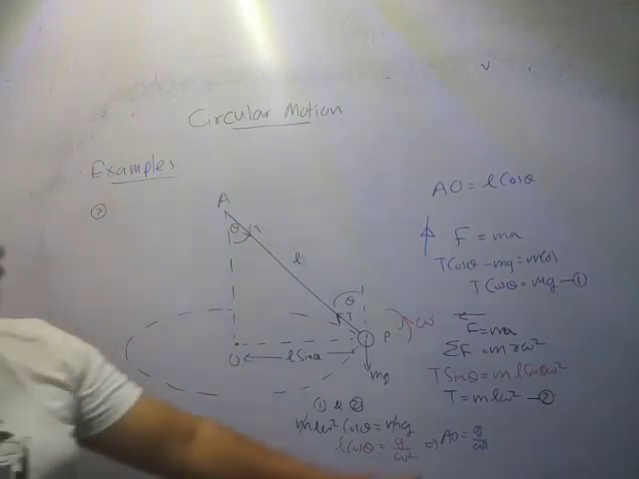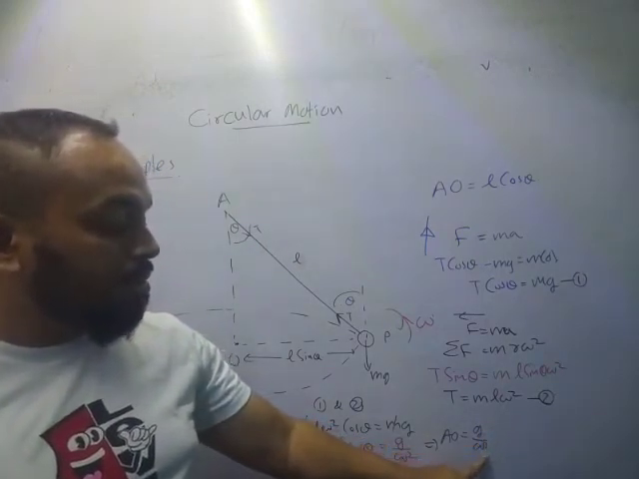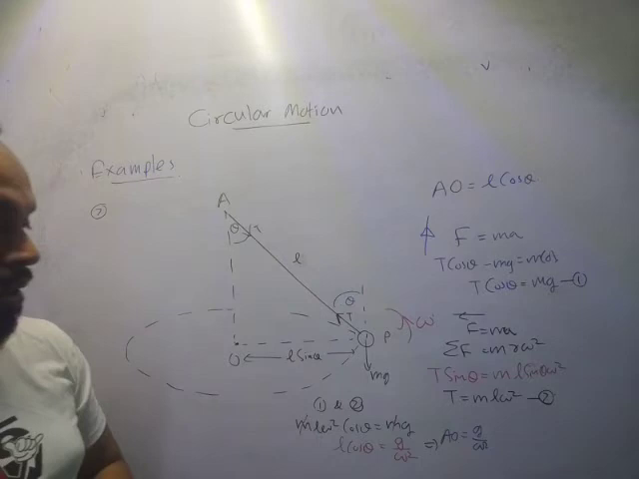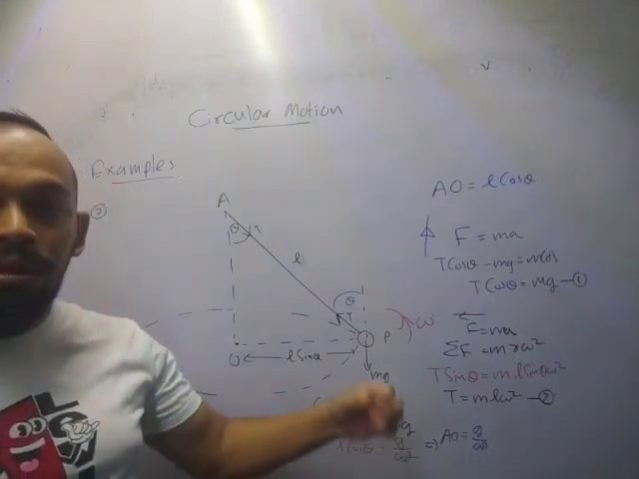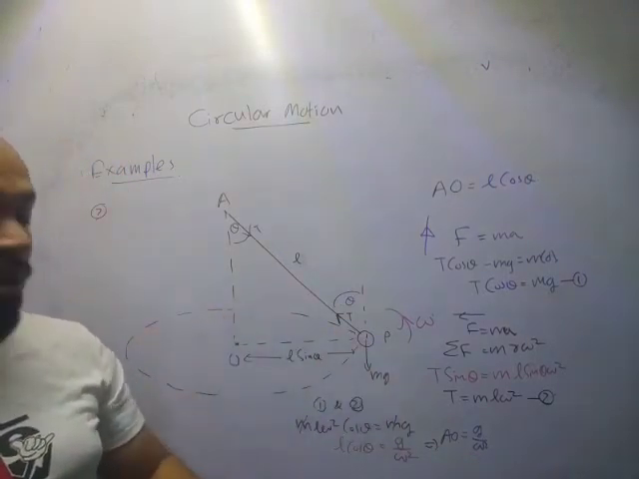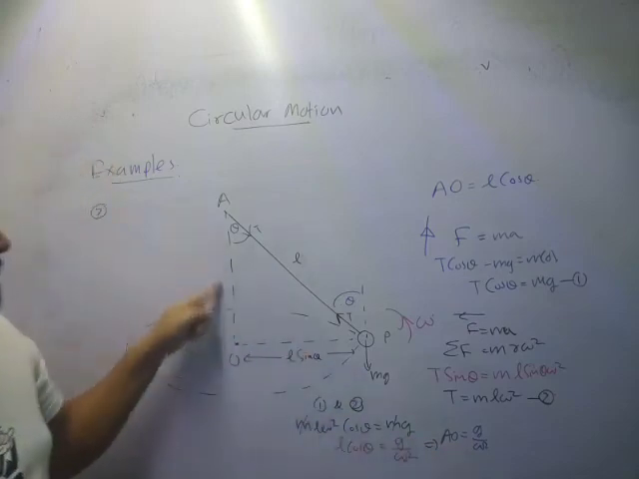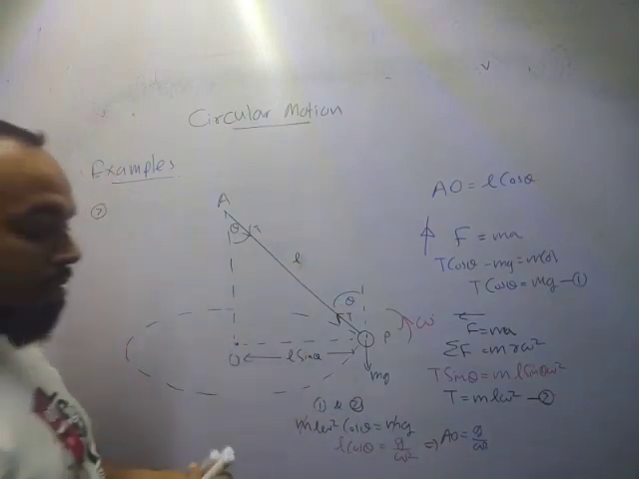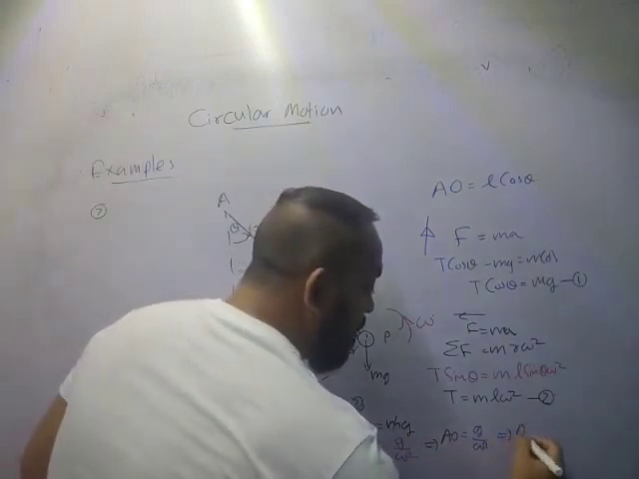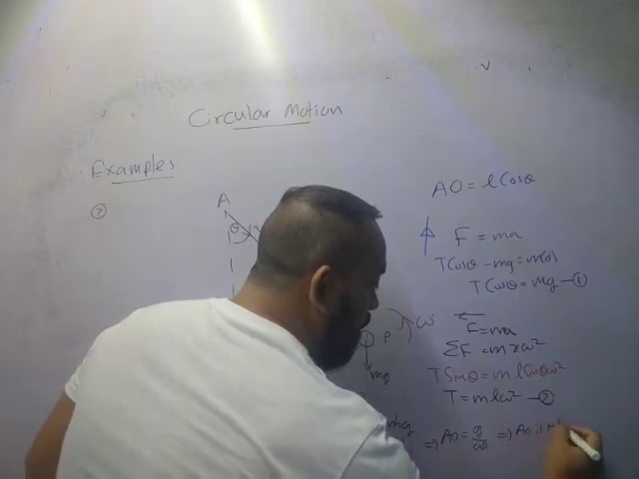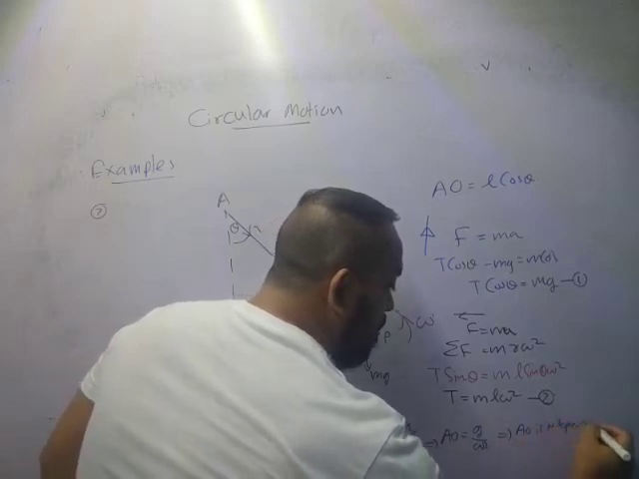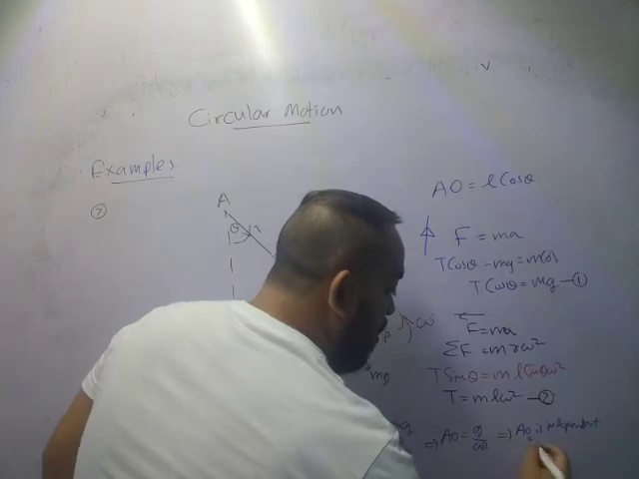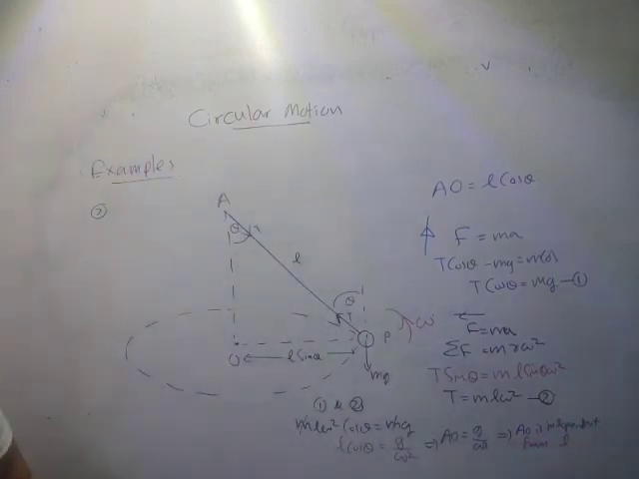AO is gravitational acceleration divided by omega squared. If the angular velocity omega is the same while it rotates, this implies AO is independent of L, the length of the string.